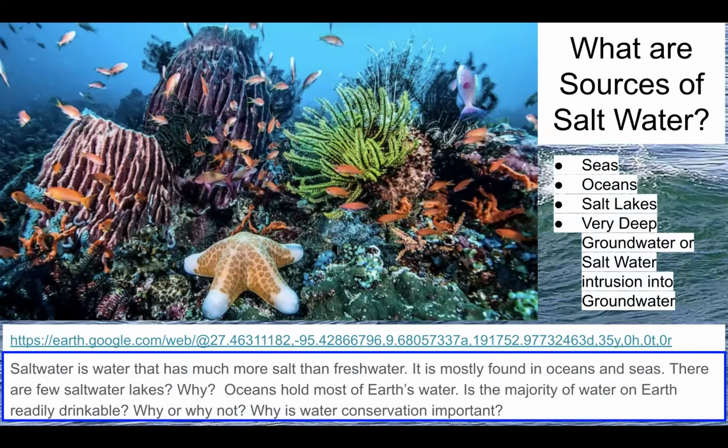But salt water is water that has much more salt than fresh water. So fresh water does have a small amount of salt in it. And again, our salt water is mostly found in our oceans and our seas. And there are very few saltwater lakes. So why do you think that is? Oceans also hold most of Earth's water. So do you think that the majority of water here on Earth is drinkable? Why do you think it is, or why not? And then also be thinking about water conservation.